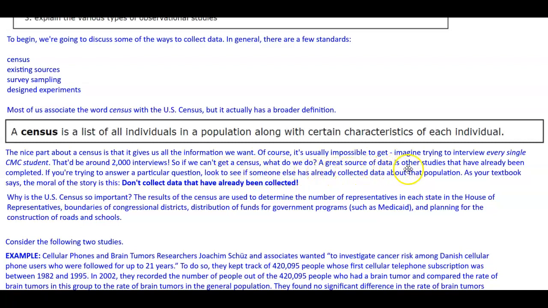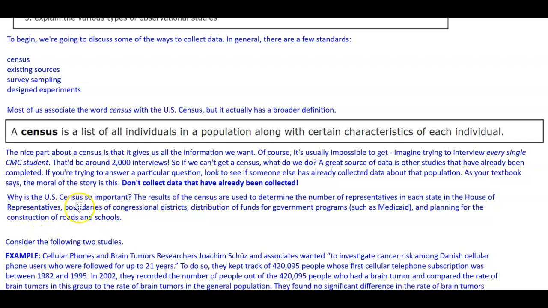Well, a great source of data is other studies that have already been completed. If you're trying to answer a particular question, look to see if someone else has already collected data about that population. As your textbook says, the moral of the story is this: don't collect data that have already been collected.